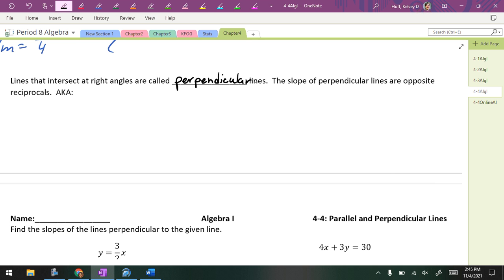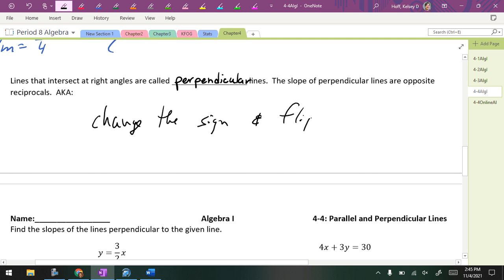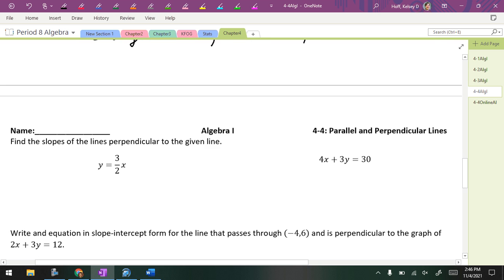Slopes of perpendicular lines are opposite reciprocals. Opposite meaning change the sign. Reciprocal means flip it. Change the sign and flip it. Change the sign and flip it. All right, top of the next page.